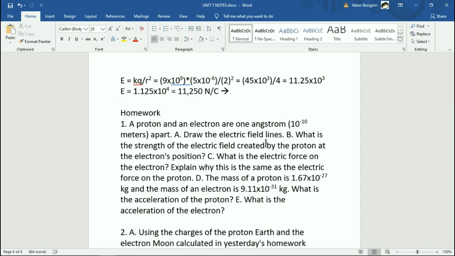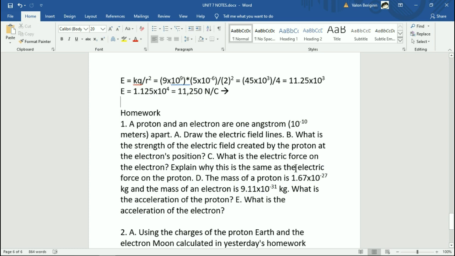So then, what is the strength of the electric field created by the proton at the electron's position? Okay, so in other words, I'm saying the field that's created from the proton when you're the electron distance away, what is that strength? The strength created by the proton where the electron is. Then, what is the electric force on the electron? Okay, so you found the field created by the proton where the electron is, so then what's the force on the electron?